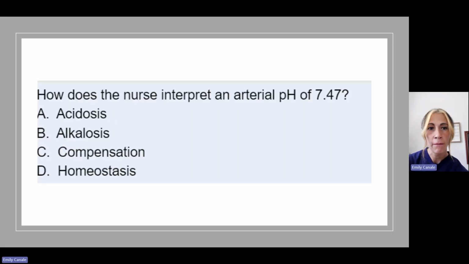I wanted to go over this really quick. How does the nurse interpret an arterial pH of 7.47? Would that be A, B, C, or D? Well, it's greater than 7.45, so that would be alkalosis, right? It's not normal. There's not any homeostasis going on. So that would be alkalosis.